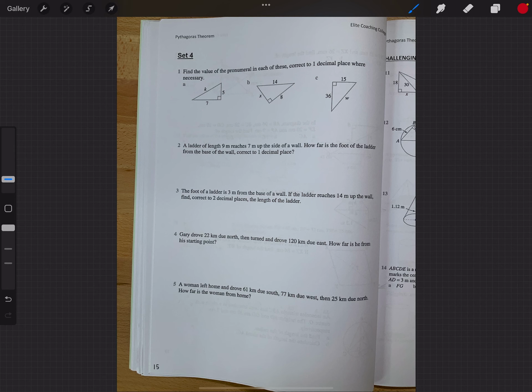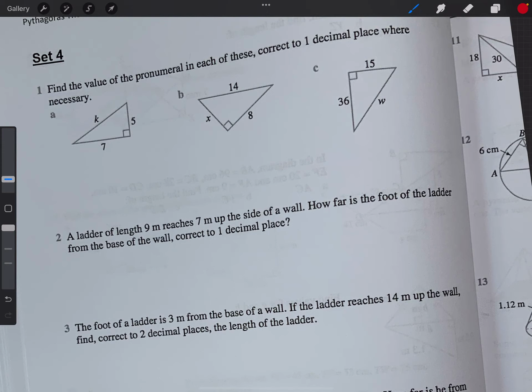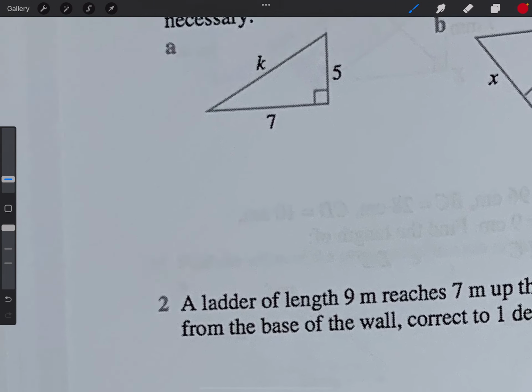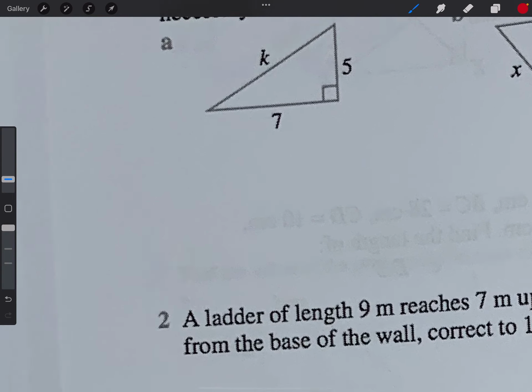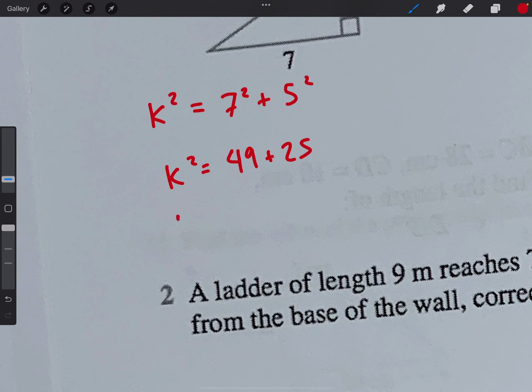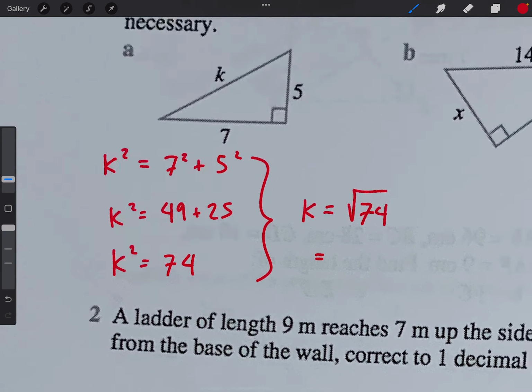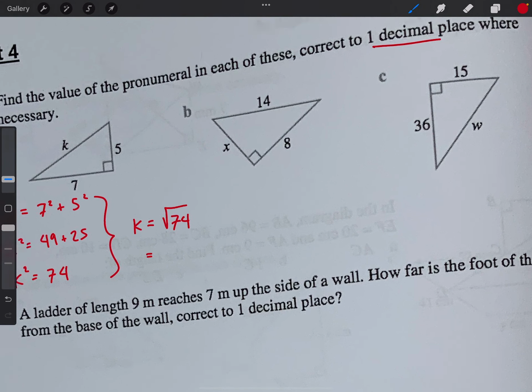On page 15, we're doing set 4. Question 1. Find the value of the pronumerals in each of these correct to one decimal place where necessary. It doesn't look like any Pythagorean triples that I can see here, so I'm just going to do k squared is equal to 7 squared plus 5 squared. So k squared is equal to 49 plus 25, so k squared is equal to 74. Therefore k is equal to the square root of 74, and you can use your calculator to get to one decimal place for this answer.